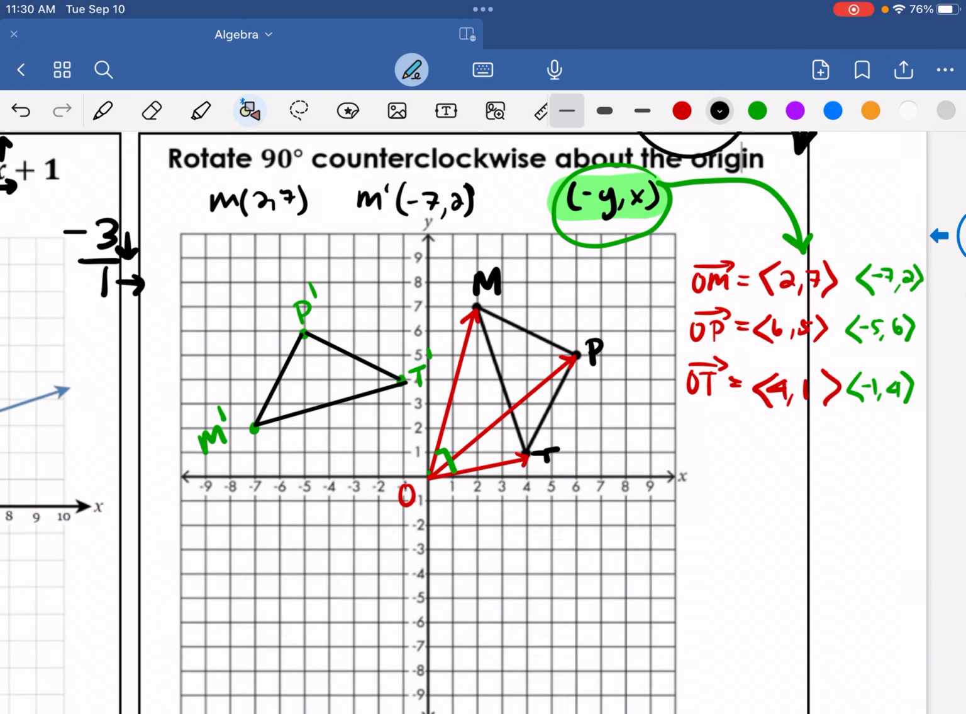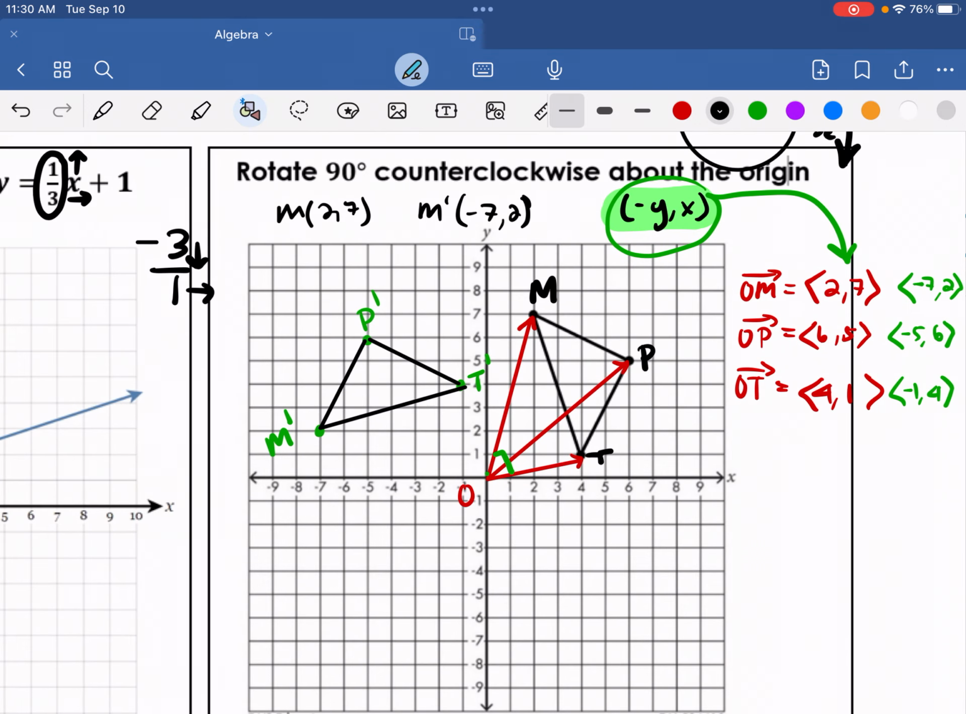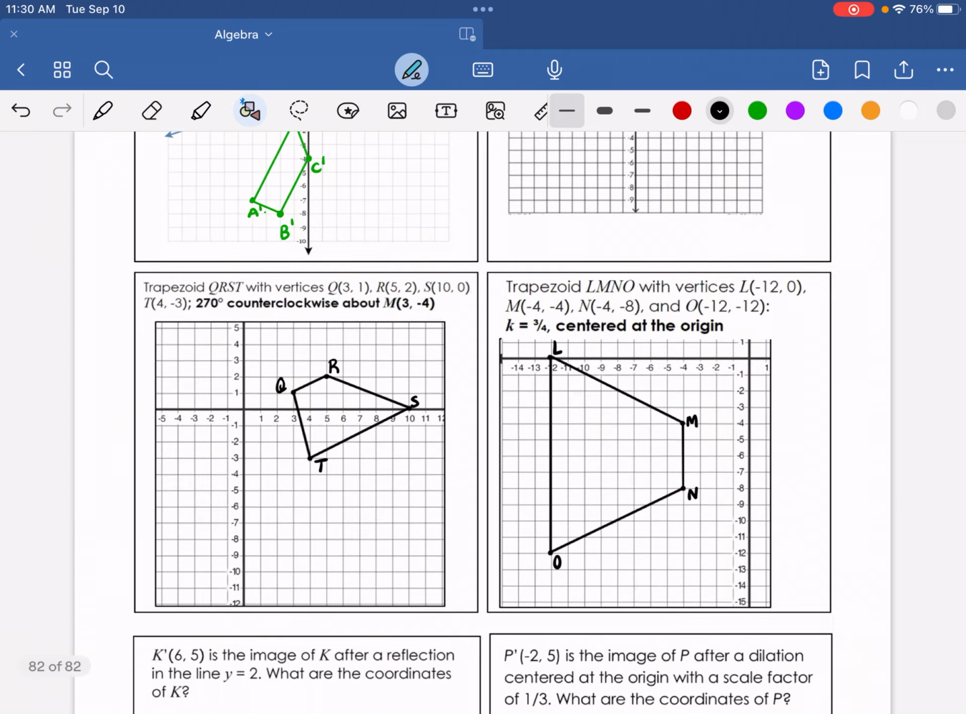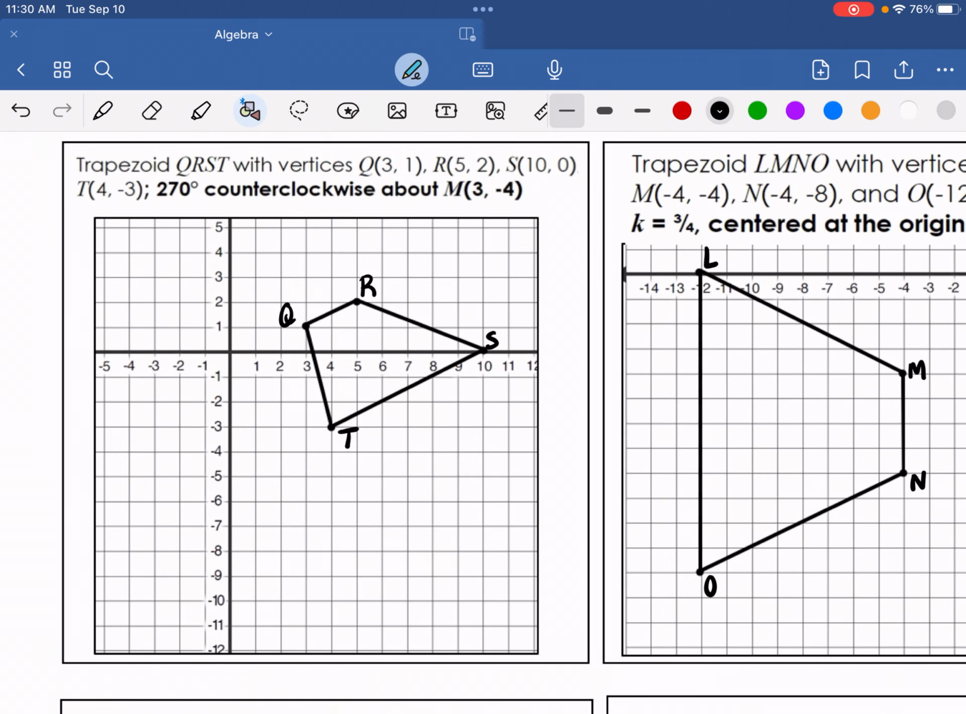There you go. Hopefully those two methods made sense. Okay, now we are rotating 270 degrees, but at a coordinate. So again, two different ways to do this one. You can rotate your paper, or you can rotate the vectors. Oh, it's gonna be a long video.